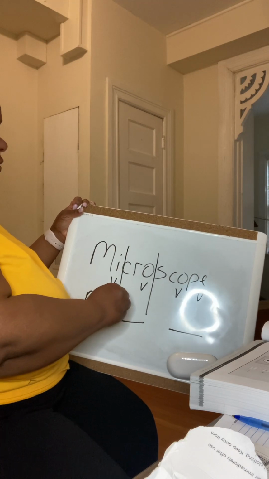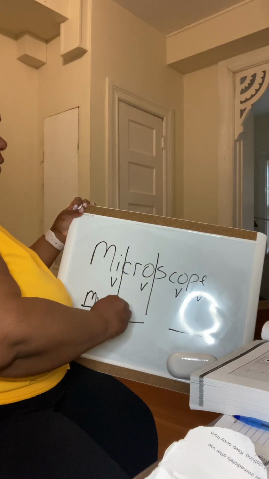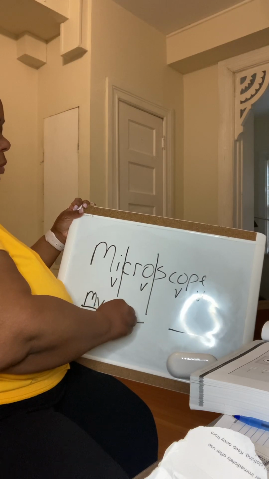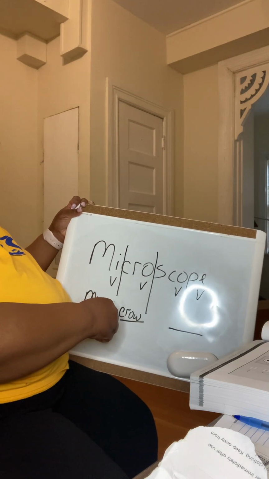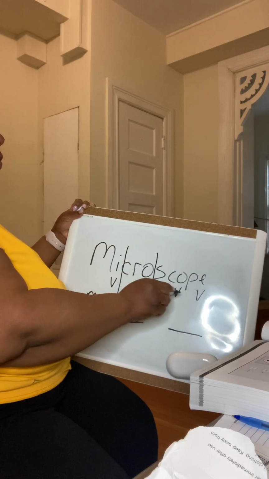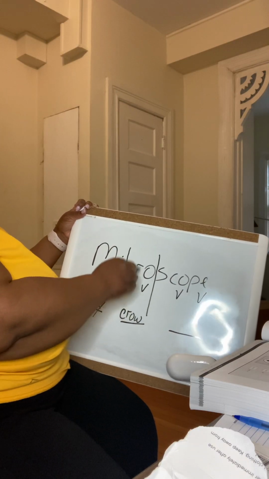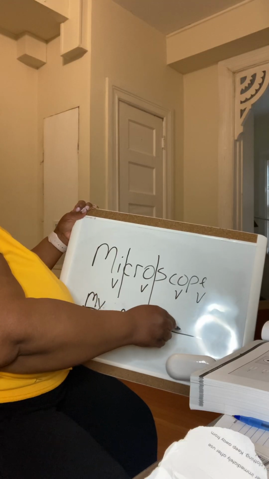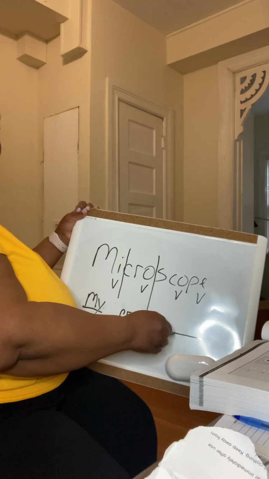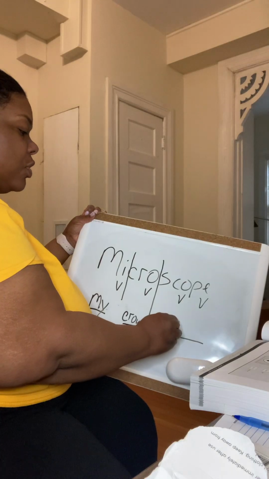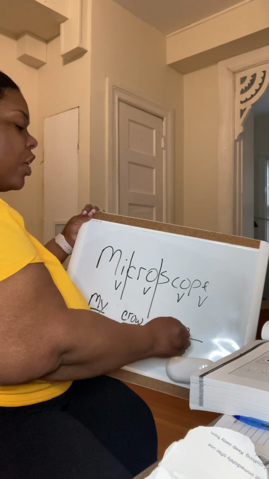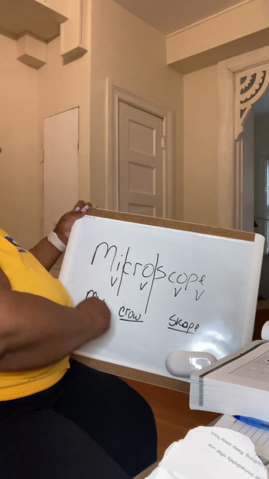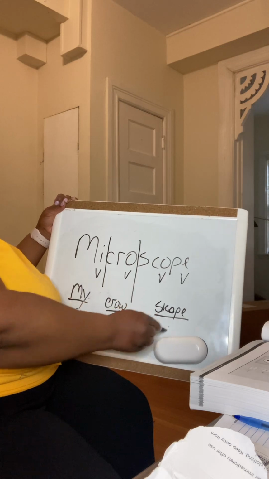And then you have crow, which sounds like this, C-R-O-W, crow. And you have scope, which has a long O sound. So I'm going to put scope, which could sound like S-K-O-P-E, scope. Microscope.